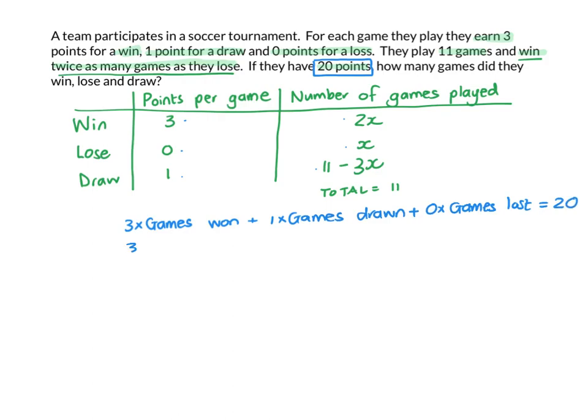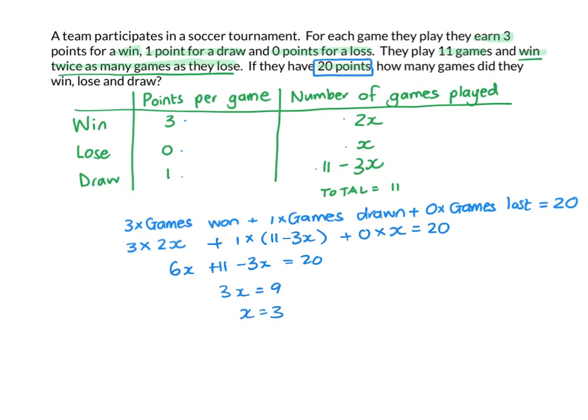So that will be 3 times the number of games they win, which is 2x, plus 1 times the number of games that they draw, which was 11 minus 3x, plus 0 times the games lost, which was x, and that gives me 20. Now I can use algebra to solve the equation. So I'm going to get 6x plus 11 minus 3x is equal to 20. 3x is going to be 20 minus 11, which is 9, and so x is 3.